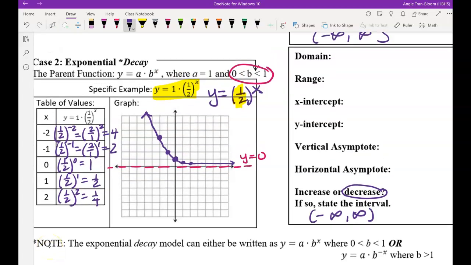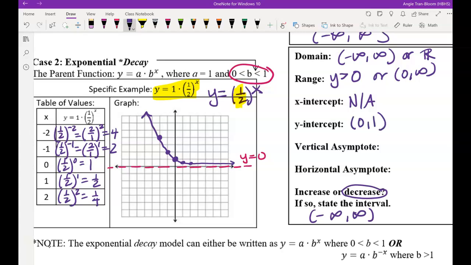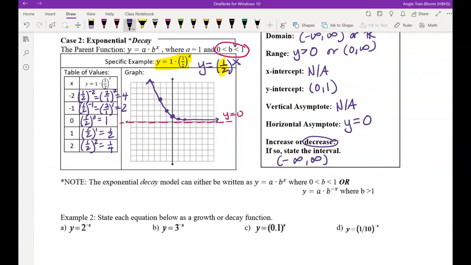And if you're writing it in interval notation, make sure it's the smaller number, comma, larger number, or all real numbers will also be just fine. The range is y is bigger than 0, or 0 to infinity. Note, we don't have any x-intercept. Doesn't matter if your parent function is decaying or growing, the y-intercept is the same as the growth. Vertical asymptote is going to be NA, guys, but the horizontal for the parent is going to be y equals 0. Let's pinch that in.